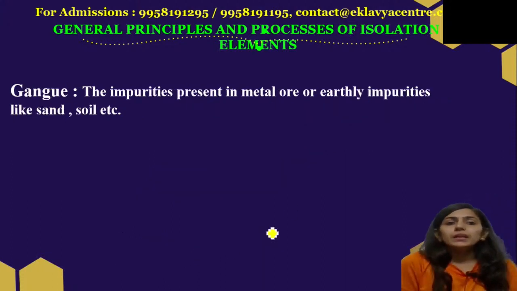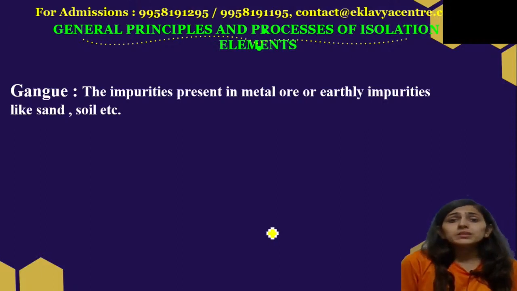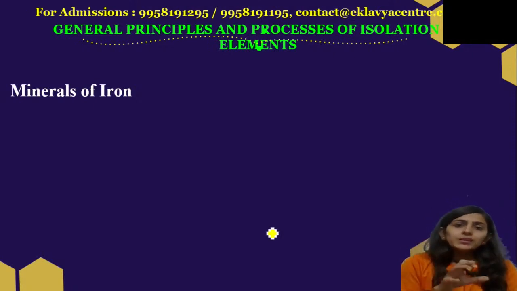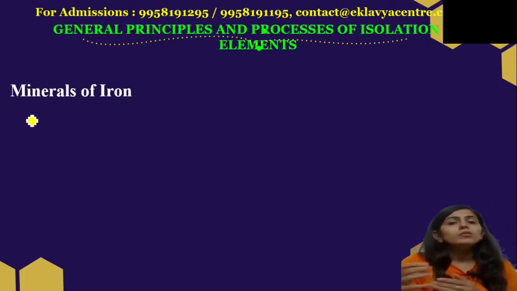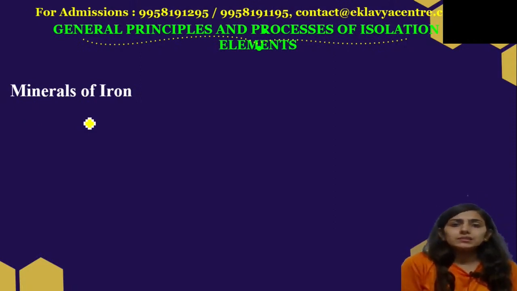Next we have gangue. Now what is gangue? See, the impurities present in metal ore, or earthly impurities like sand and soil, are called gangue. We know that in a mineral, only metal is not present. There are some impurities also, sand, clay, soil, right? So these impurities are called gangue. Now these are our minerals of iron. We have to study the extraction of different metals, so while doing the extraction, we will discuss the minerals of all the metals. So it is better that we discuss these minerals later.